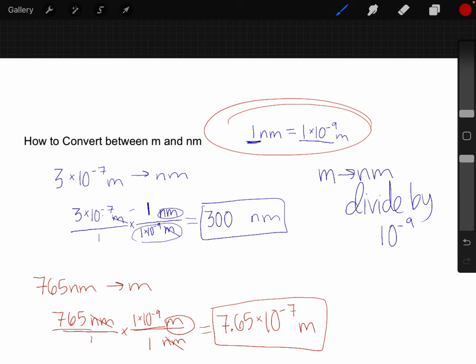If you really don't like this kind of style, what you can do to remember how to get to meters is to multiply by 10 to the negative 9th.